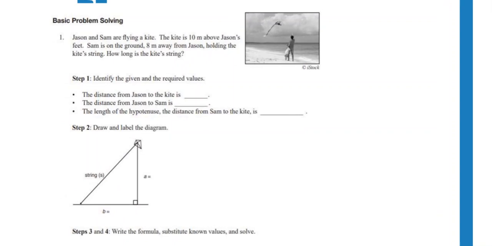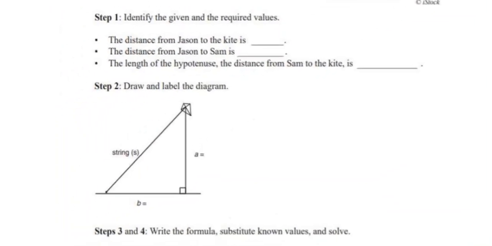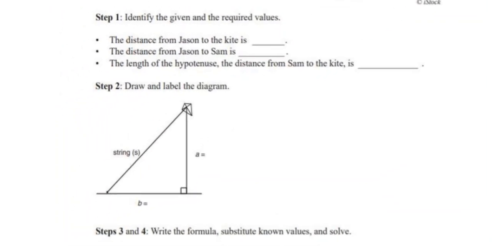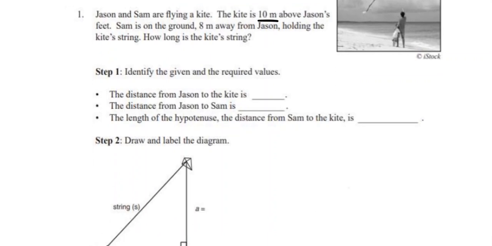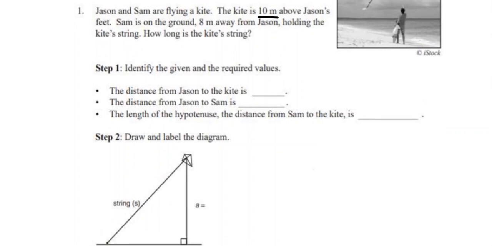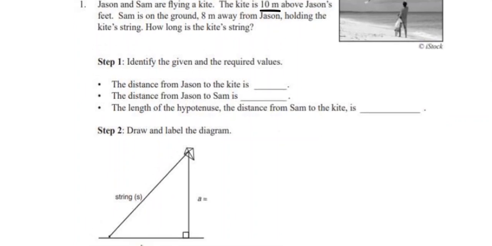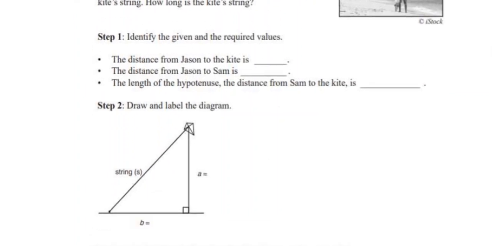All right, so first off, let's figure out what we're actually looking at, right? It says the kite is 10 meters above Jason's feet. So if this is my little picture that we have set up here, what would be 10 meters? If I'm trying to figure out whether that 10 is A or B, what do you guys think? It's A, right? Yeah, so it's above. So I'm just going to put in 10 there.